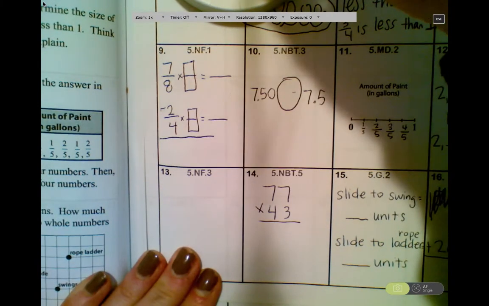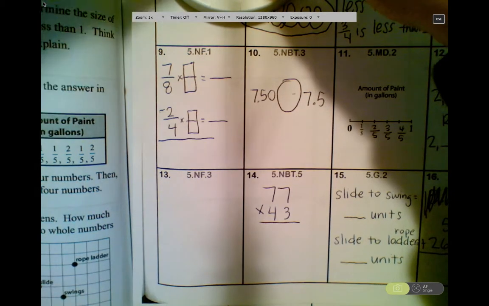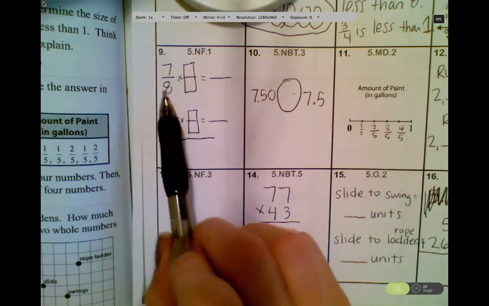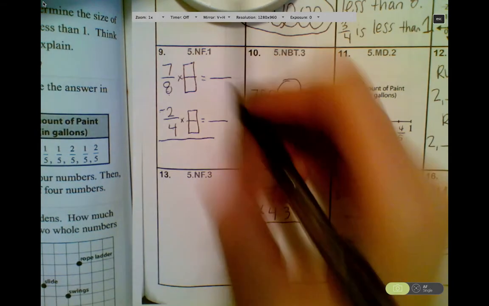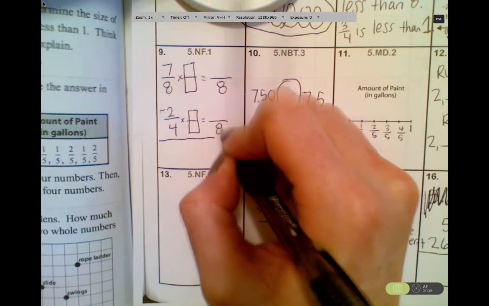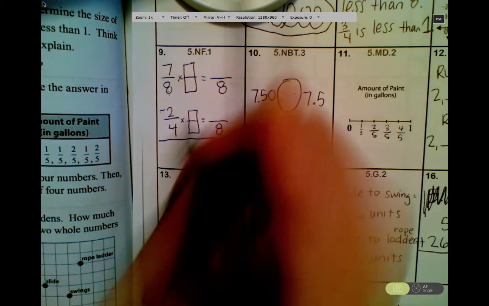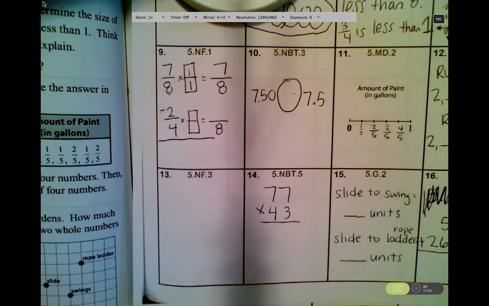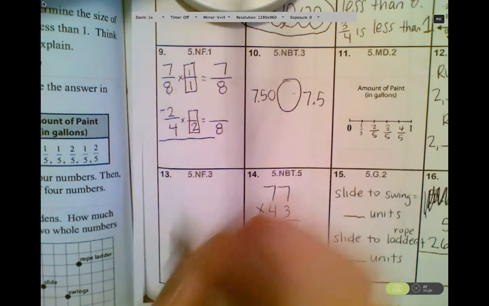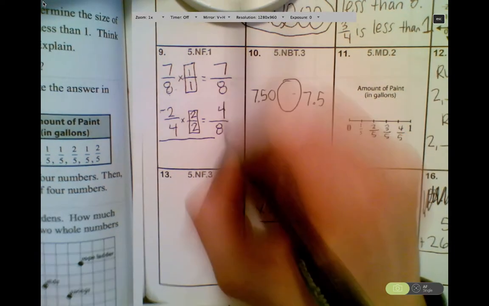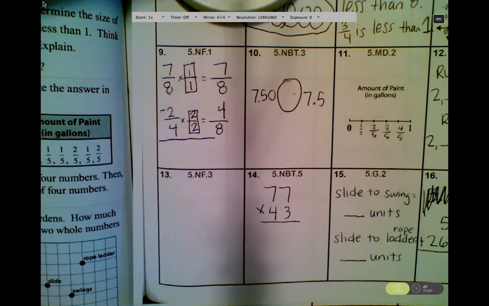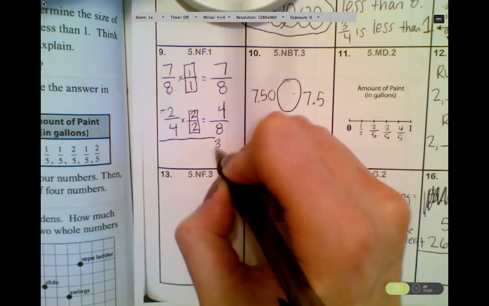Number 9. Find a common denominator and then subtract the fractions. So I see my denominators are 8 and 4. I know that 8 and 4 have a common multiple of 8. So I'm going to use 8. 8 times 1 is 8, so 7 times 1 is 7. That fraction does not change. 4 times 2 is 8. What I do to the bottom, I must do to the top, and 2 times 2 is 4. So now I have 7/8 minus 4/8, which is 3/8.